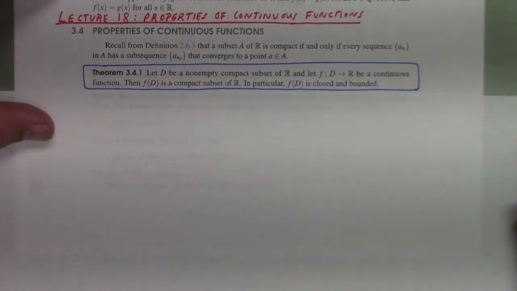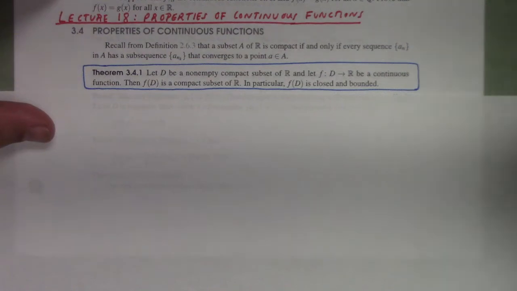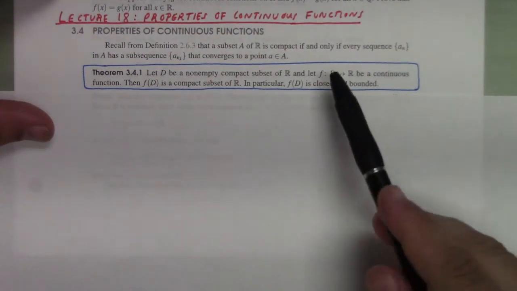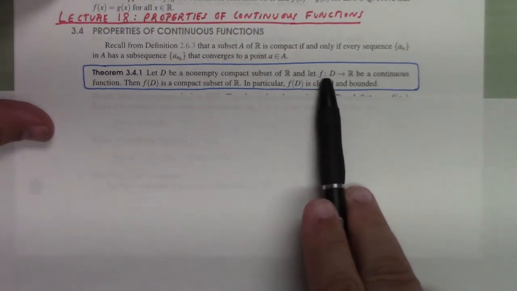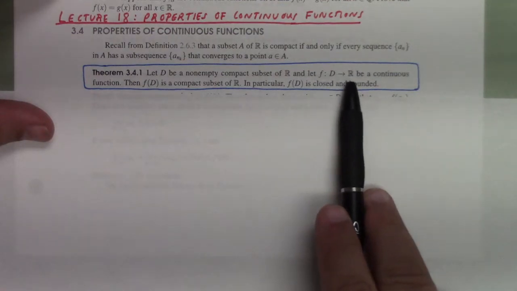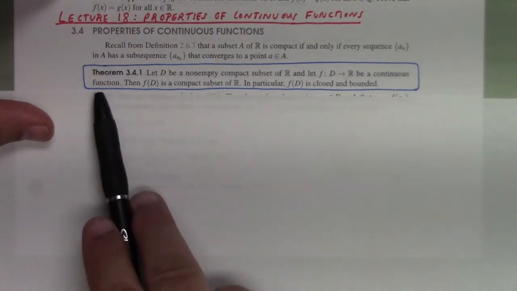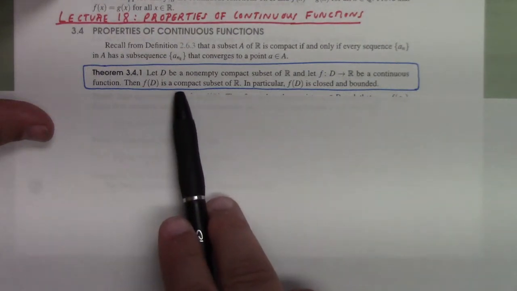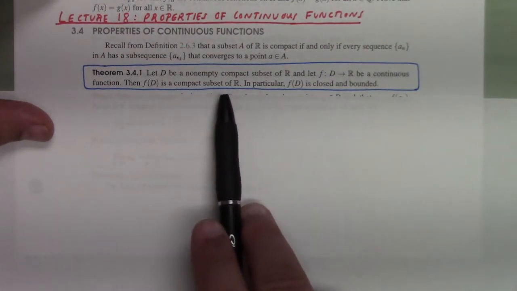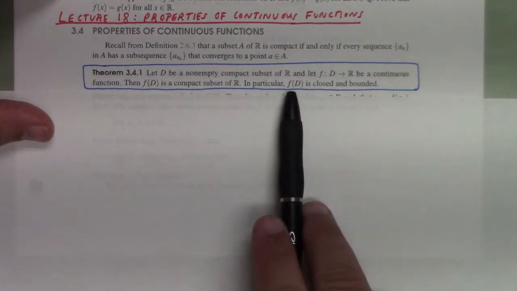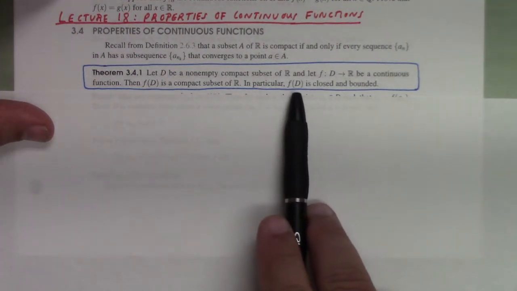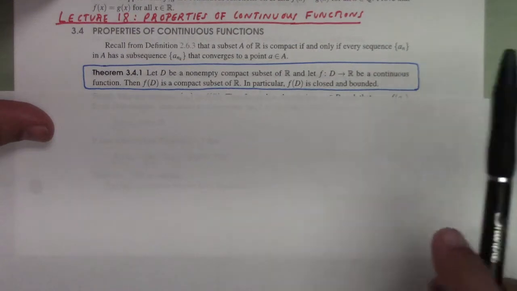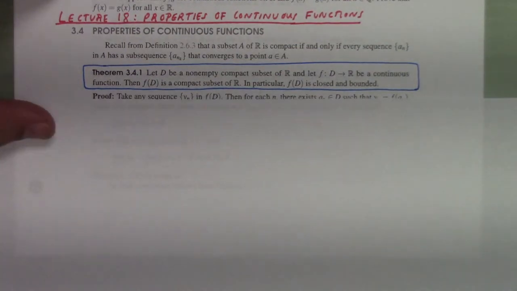And this is what theorem 3.4.1 says. It says if you have D, which is a non-empty compact subset of the reals, and f is a function with that compact domain to the reals and it's continuous, then the image of D under the function is likewise compact. In particular, that means that f of D, the image of D under f, is closed and bounded. Alright, so let's look at the proof of that.